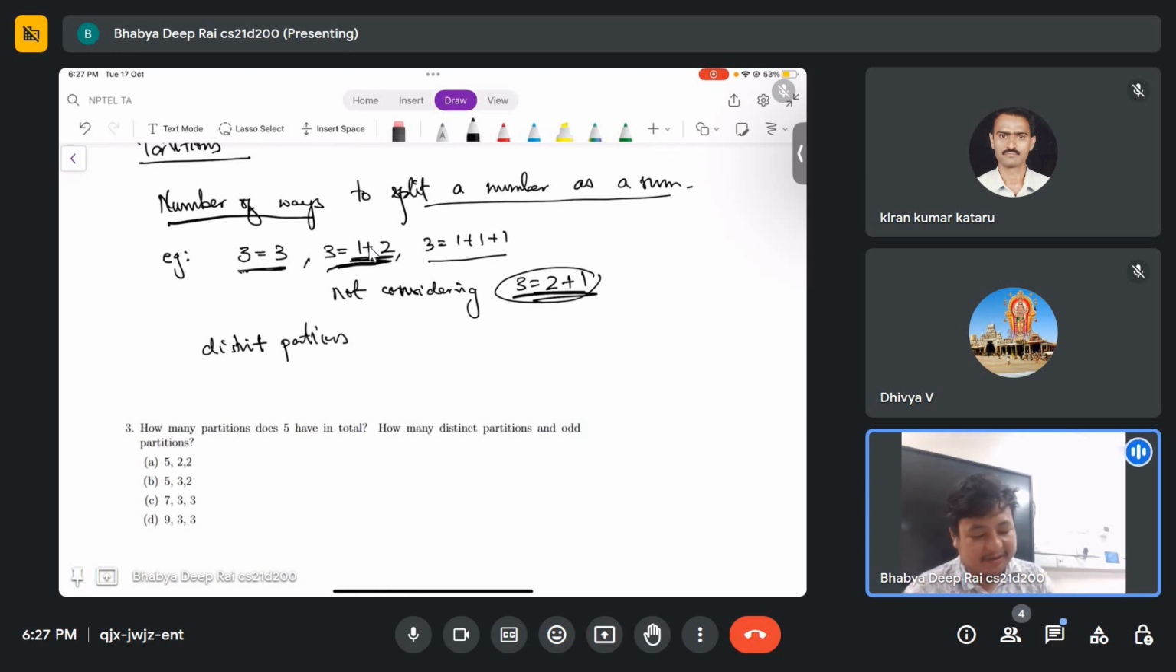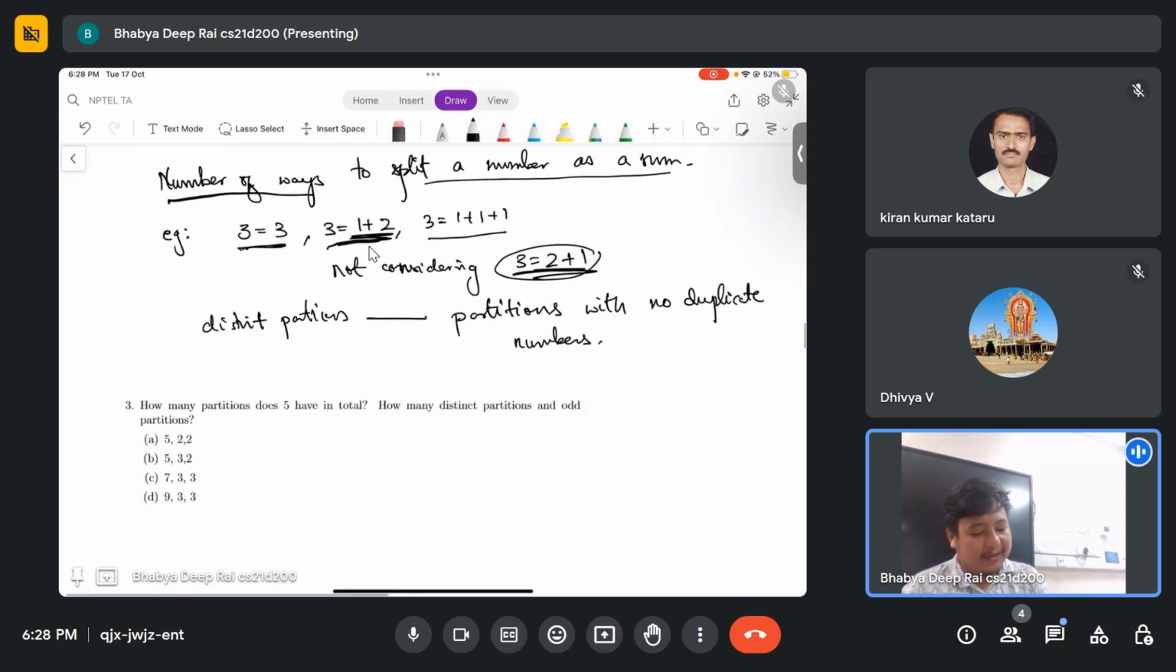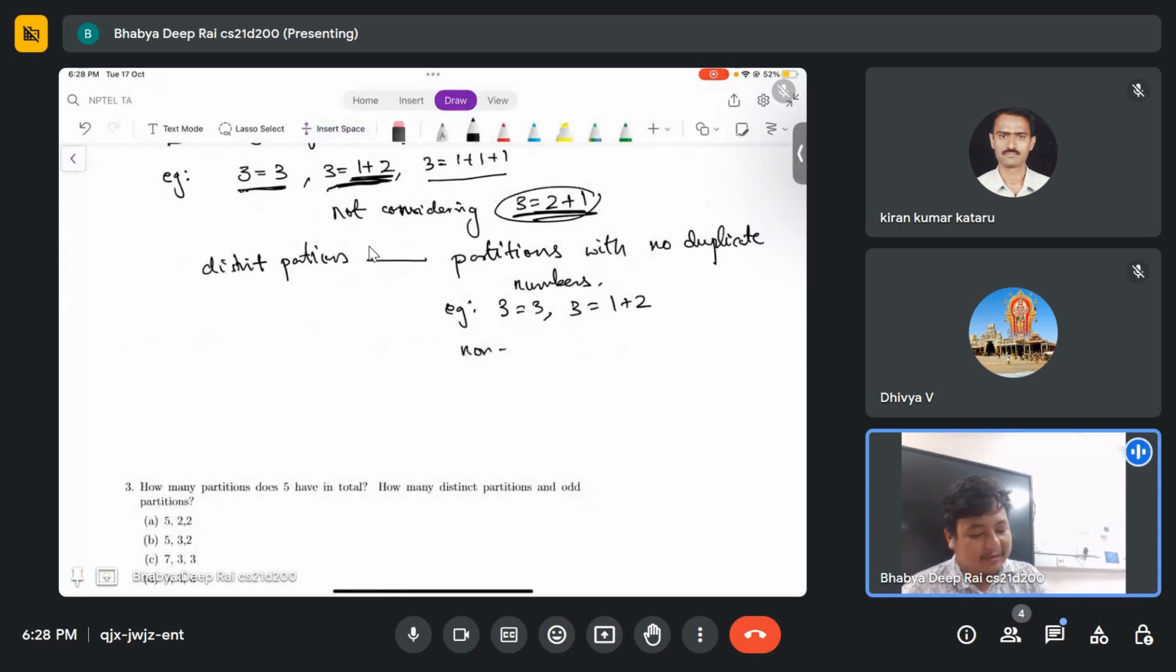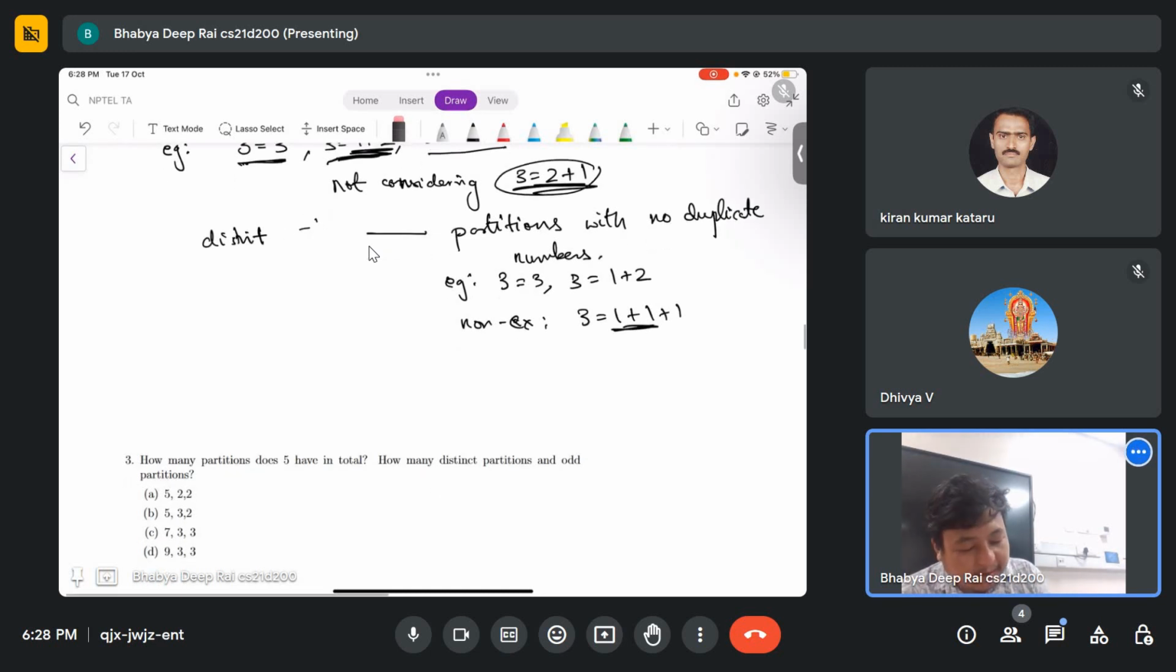Distinct partitions meaning those partitions with no duplicate numbers. Example, 3 equals 3, 3 equals 1 plus 2. A non-example is 3 equals 1 plus 1 plus 1. Why? Because 1 is repeating 3 times. So such kind of repetitions do not come under distinct partitions.